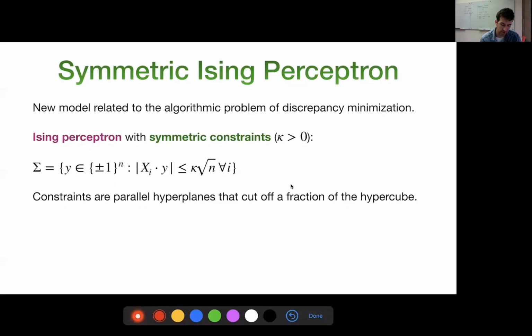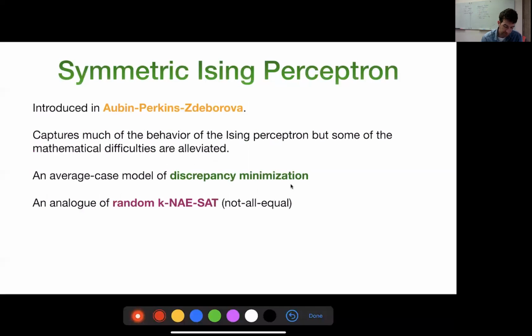And this is really closely related to the problem of discrepancy minimization. It has symmetric constraints. So we have the same Gaussian vectors as our disorder. And now the solution space is all Hamming cube vectors for which the absolute value of the inner product with each constraint is at most kappa square root n. And so this is the symmetry, taking the absolute value. And so now we can think of constraints, as opposed to being hyperplanes that cut off some fraction of the hypercube, as parallel hyperplanes that cut off everything outside. Okay, so this symmetrization can really help. It was introduced in a paper I had with Benjamin Aubin and Lenka Zdeborová.